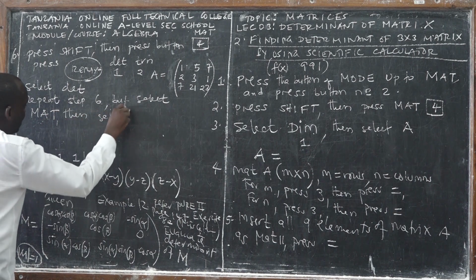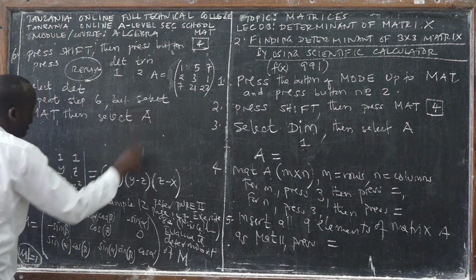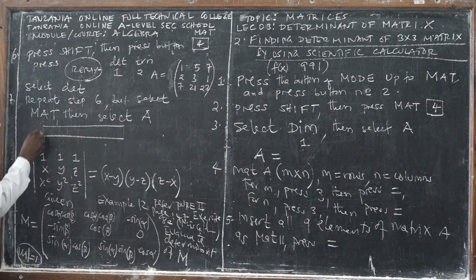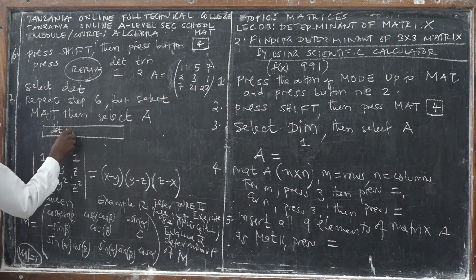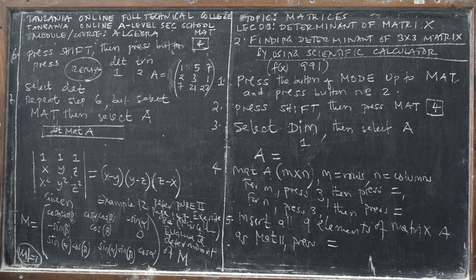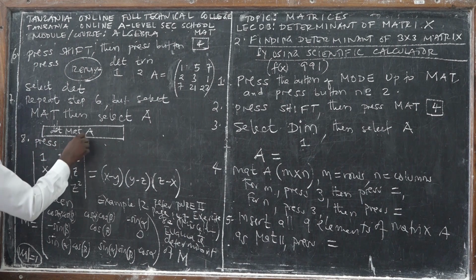What do you see on your display? A. On your display, we expect you to have something like this: Det, Mat, A. This is it. After that, press the equal sign to obtain the determinant.